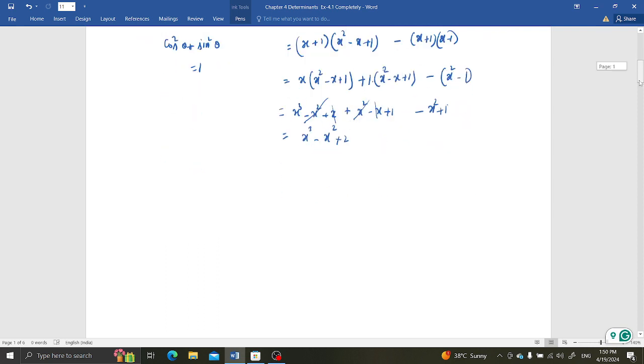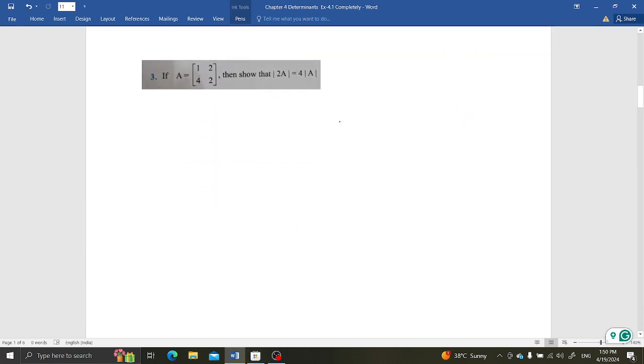Now we need to move on to the next question. Here we are discussing the third question of exercise 4.1. They are saying that this is our matrix A, and we need to prove this. First of all we need to evaluate 2A and find its determinant, that is our LHS. After that we have the RHS, which is the determinant of A multiplied with 4.